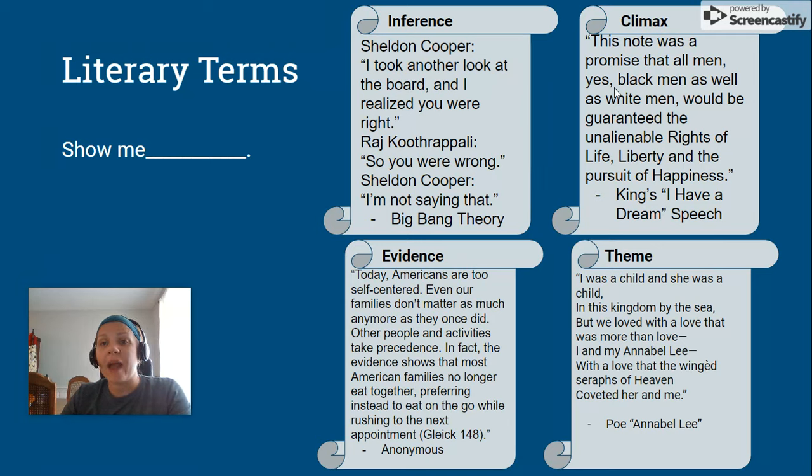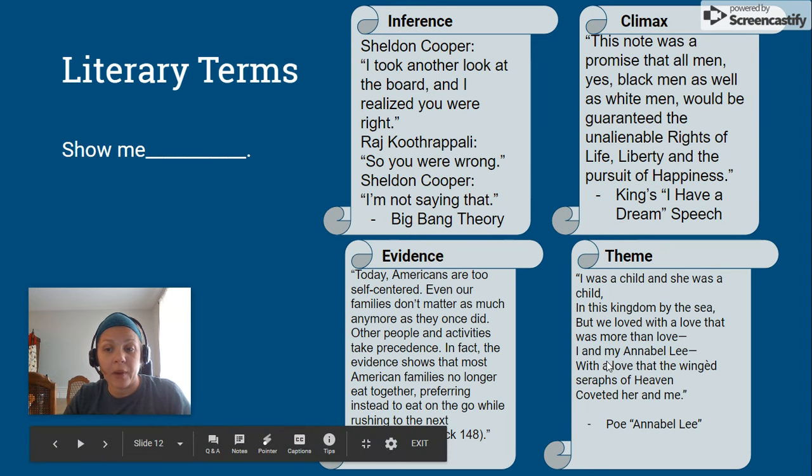And then climax, this is the point that Dr. Martin Luther King is driving home in his I Have a Dream speech. This is the pinnacle idea that he wants everybody to grasp a hold of. Black men as well as white men would be guaranteed the unalienable rights of life, liberty, and the pursuit of happiness. And then this passage right here is an excerpt from the poem Annabel Lee.